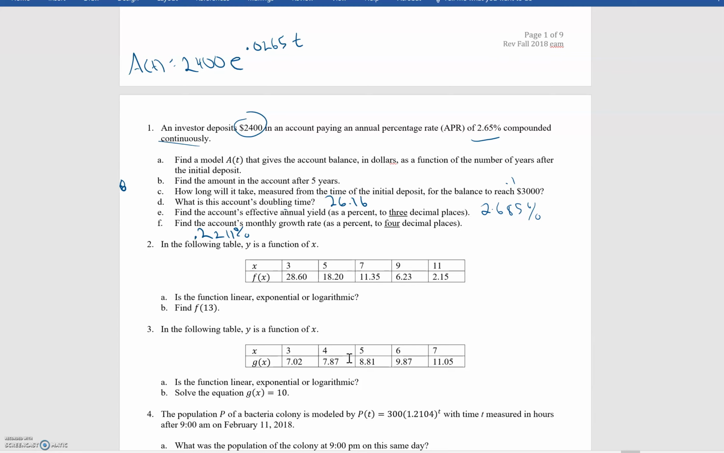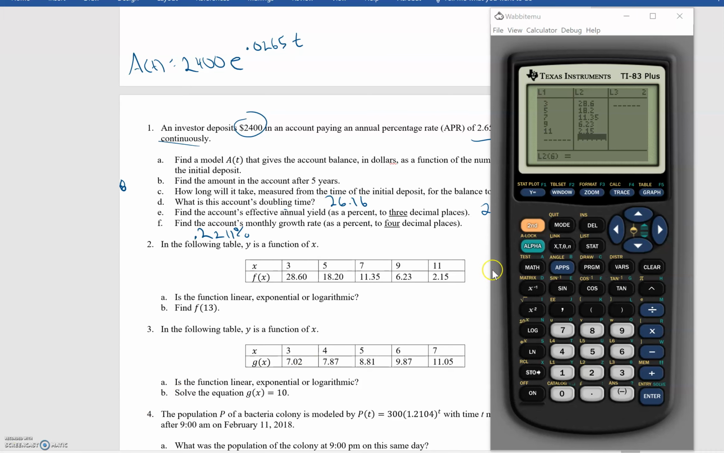Okay. All right, let's move on to number 2. In the following table, y is a function of x. Is the function linear, exponential, or logarithmic? All right, so we need to decide what kind of data we're looking at. The first thing that I'm going to do is type all this data in my calculator and do a stat plot and look at it. So I'm going to do that off camera, so I'll pause for a moment.